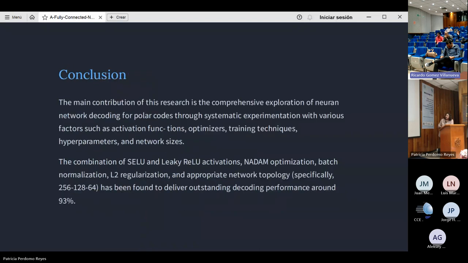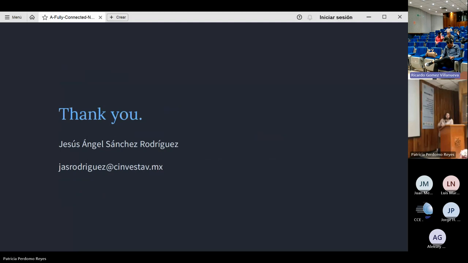In conclusion, the main contribution of this research is the comprehensive exploration of neural network decoding for polar codes. Systematic experimentation with various factors such as activation functions, optimizers, training techniques, hyperparameters, and network sizes. The combination of activations, NADAM optimization, batch normalization, dropout regularization, and network topology has been found to deliver outstanding decoding performance around 92%. That was all my presentation.